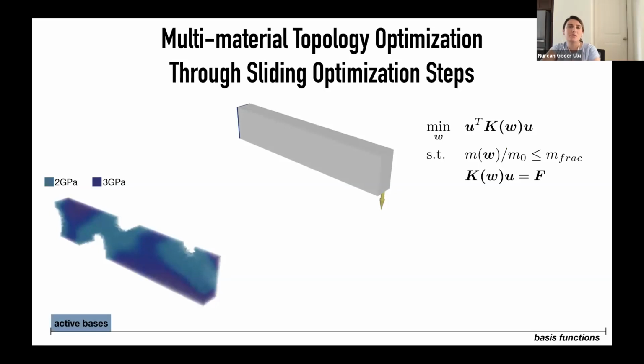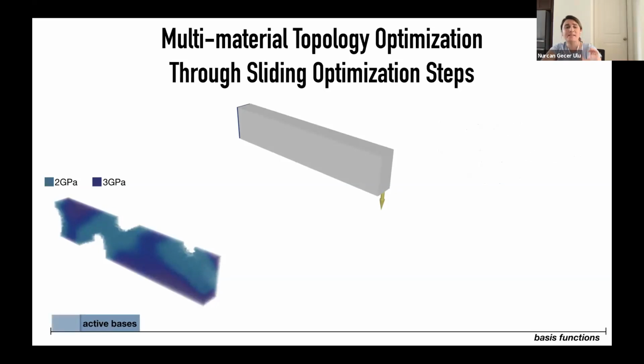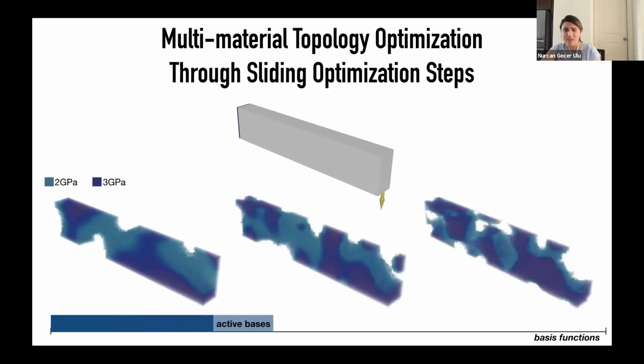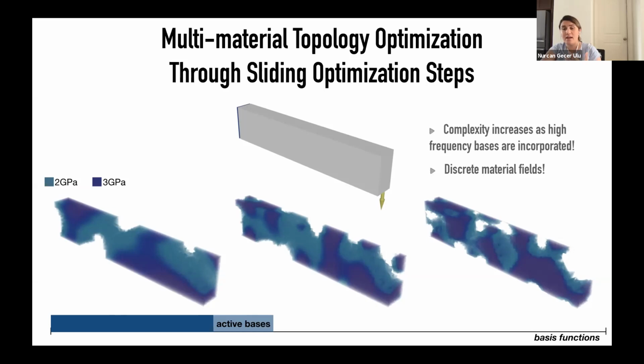We also tried doing multi-material topology optimization here, and the idea is that again we are adding new higher frequency basis functions at each step, and you can see that here complexity increases as we incorporate higher frequency bases. And here, for example, for the record challenge problem, we had the graded material distribution, but here we can also achieve discrete material fields for this problem.